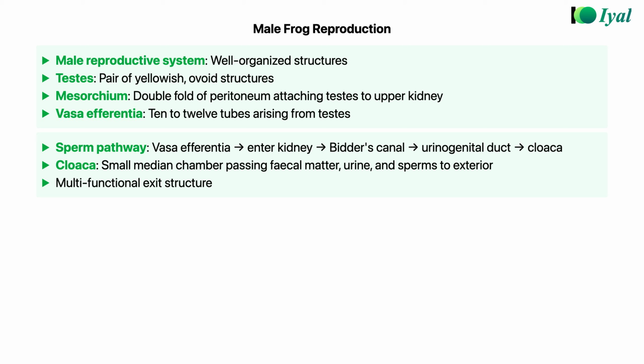The cloaca is really interesting. It's a small, common chamber that handles multiple functions. It passes fecal matter from digestion, urine from the excretory system, and sperms from the reproductive system all to the outside. It's a multifunctional exit point.